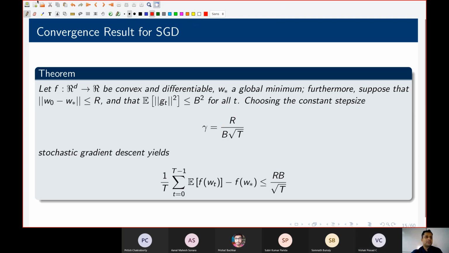So what's the black magic here? Choosing this constant with respect to square root t. If you choose the step size, and if f is convex and differentiable with w star a global minimum, and w naught is within radius r of w star. And now we don't talk about Lipschitz continuity, but Lipschitz continuity in expectation. So that's a small twist.